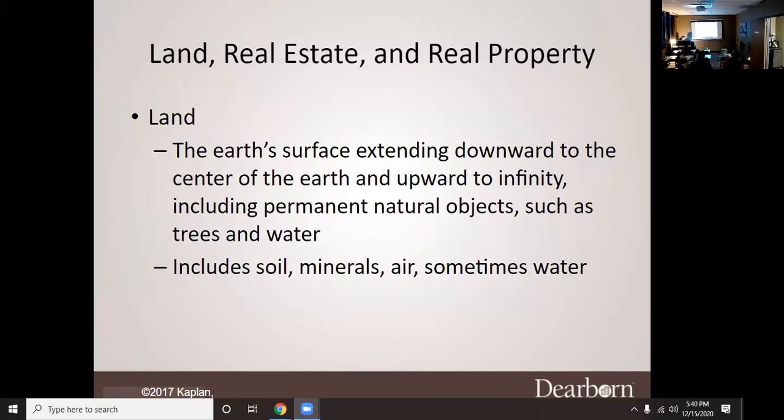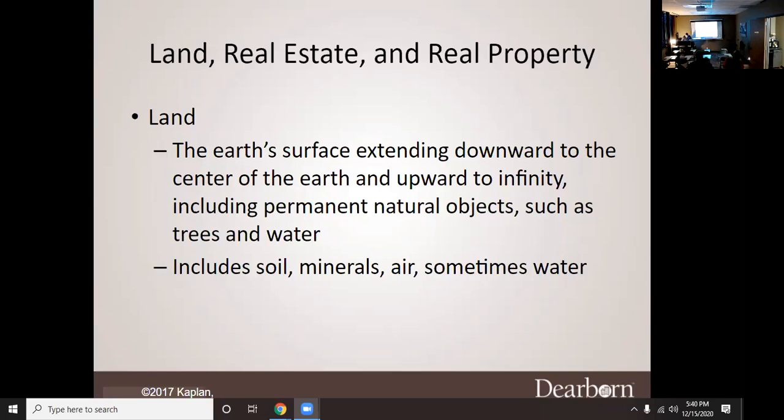All right. Now, coming back here, as we said, we're talking about the earth in this situation. We want to make certain that we have the earth's surface extending downward to the center of the earth and upward into infinity. Again, the key thing is that it also is a permanent natural object. Very, very key here. They have to be permanent natural objects that are going to be involved.